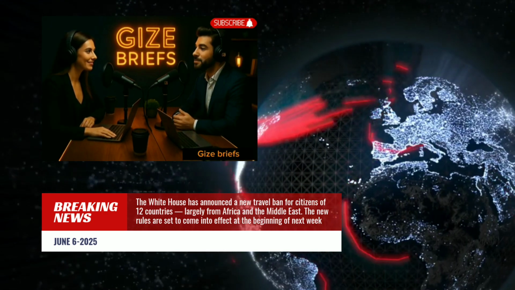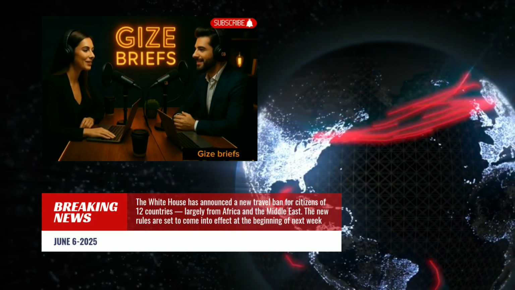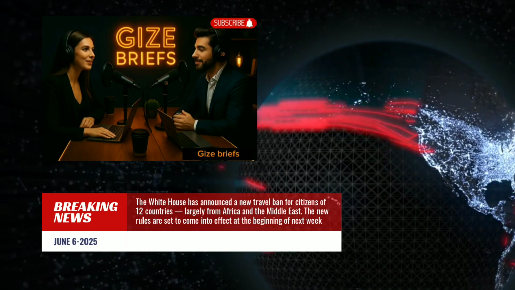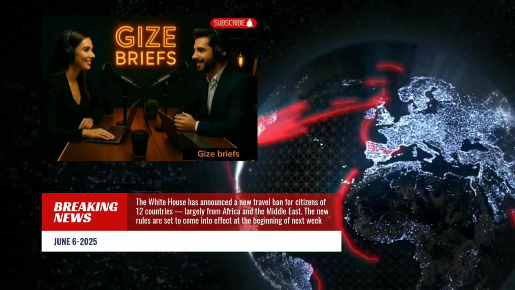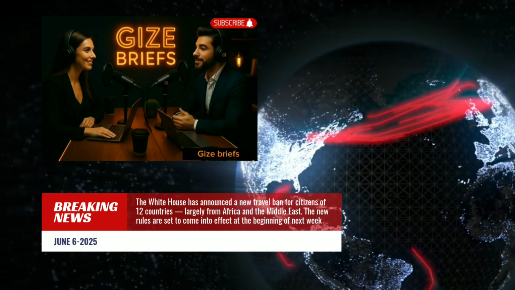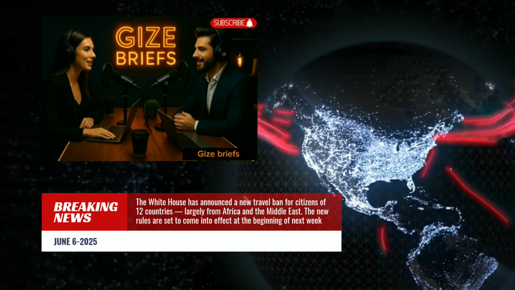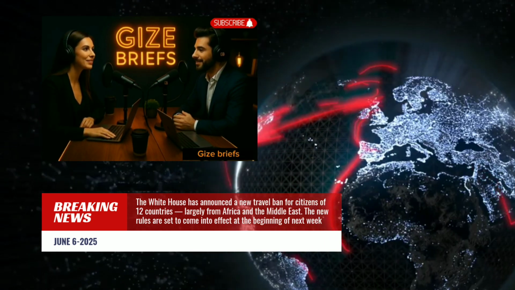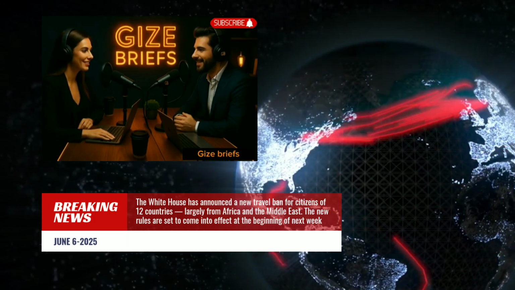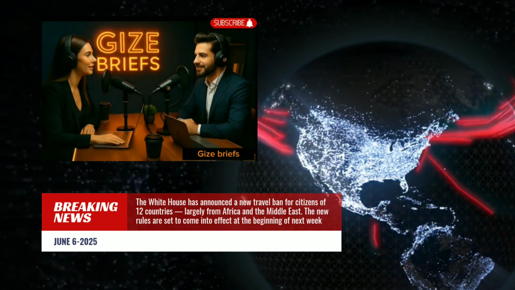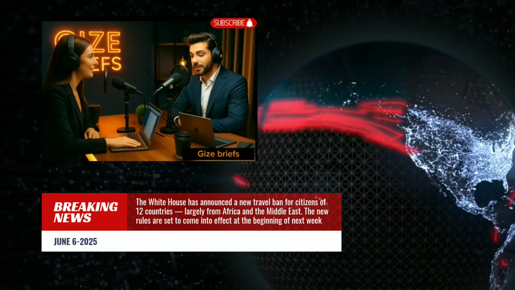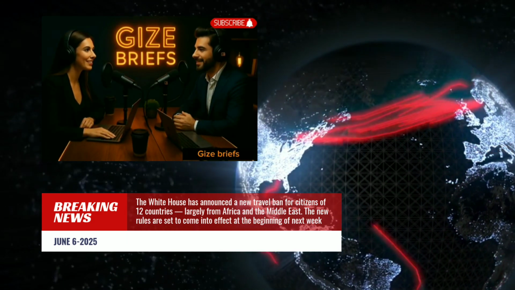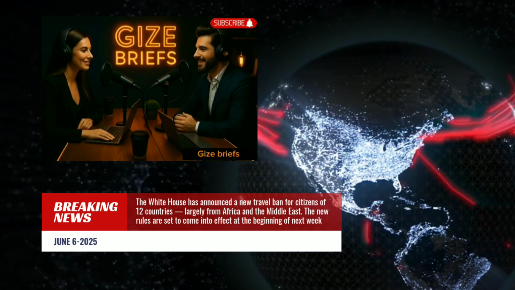Now, you mentioned different levels of restriction across these 19 countries. You said the information breaks this down into two categories. What are those? Precisely. So there's one category of countries facing what's described as a full ban on nationals seeking to travel to the U.S. A full ban. Which countries are those? That list includes Afghanistan, Myanmar, Chad, the Republic of Congo, Equatorial Guinea, Eritrea, Haiti, Iran, Libya, Somalia, Sudan, and Yemen. Okay. That's 12 nations where nationals are, broadly speaking, prohibited from entry under this new policy. 12 countries with a full ban.